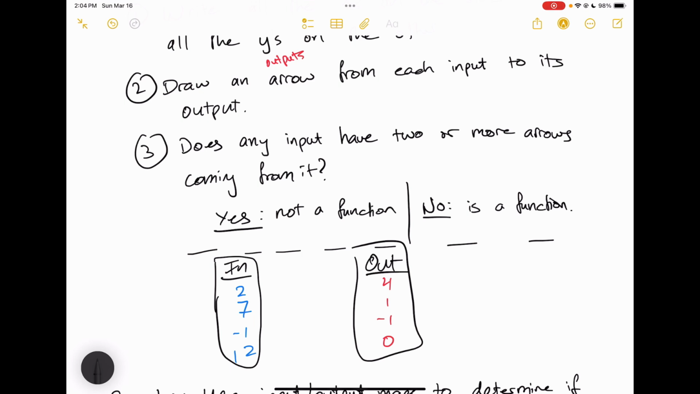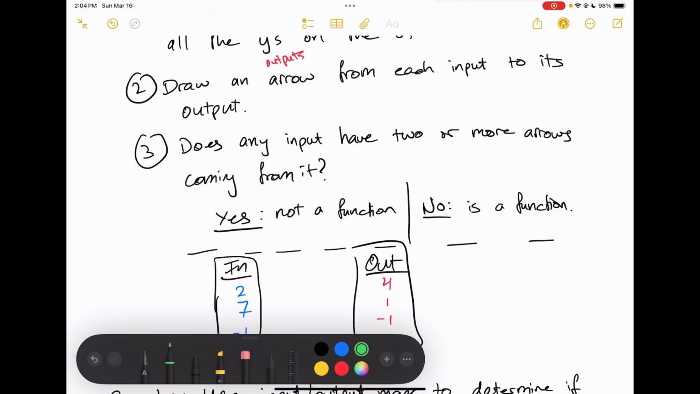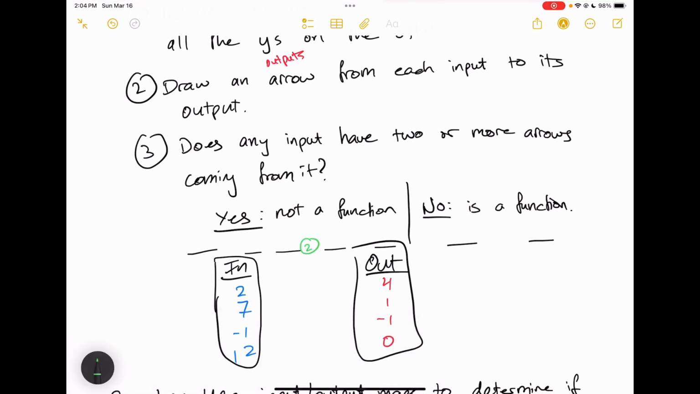That's step 1 covered. Step 2 is now going to be these arrows. I'll denote that with green over here. 2's output was 4, 7's output was 1, -1's output was -1, and 12's output was 0. Just make sure we're not mixing these up along the way. But step 2, just draw an arrow from the input to the output. Because we knew these points were (2, 4), that's why 2 is going to 4. (7, 1), that's why 7 is going to 1. (-1, -1). We can have identical inputs and outputs. That is possible. And (12, 0), so it all makes sense.